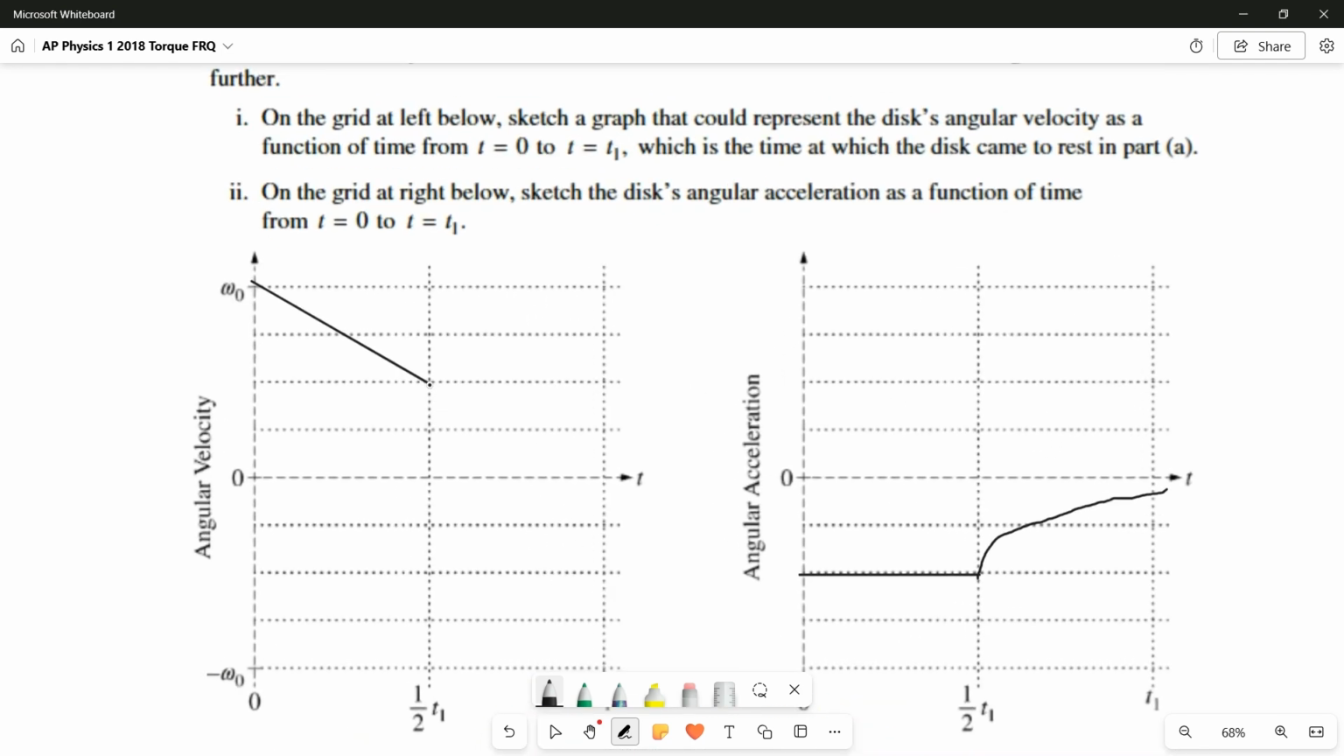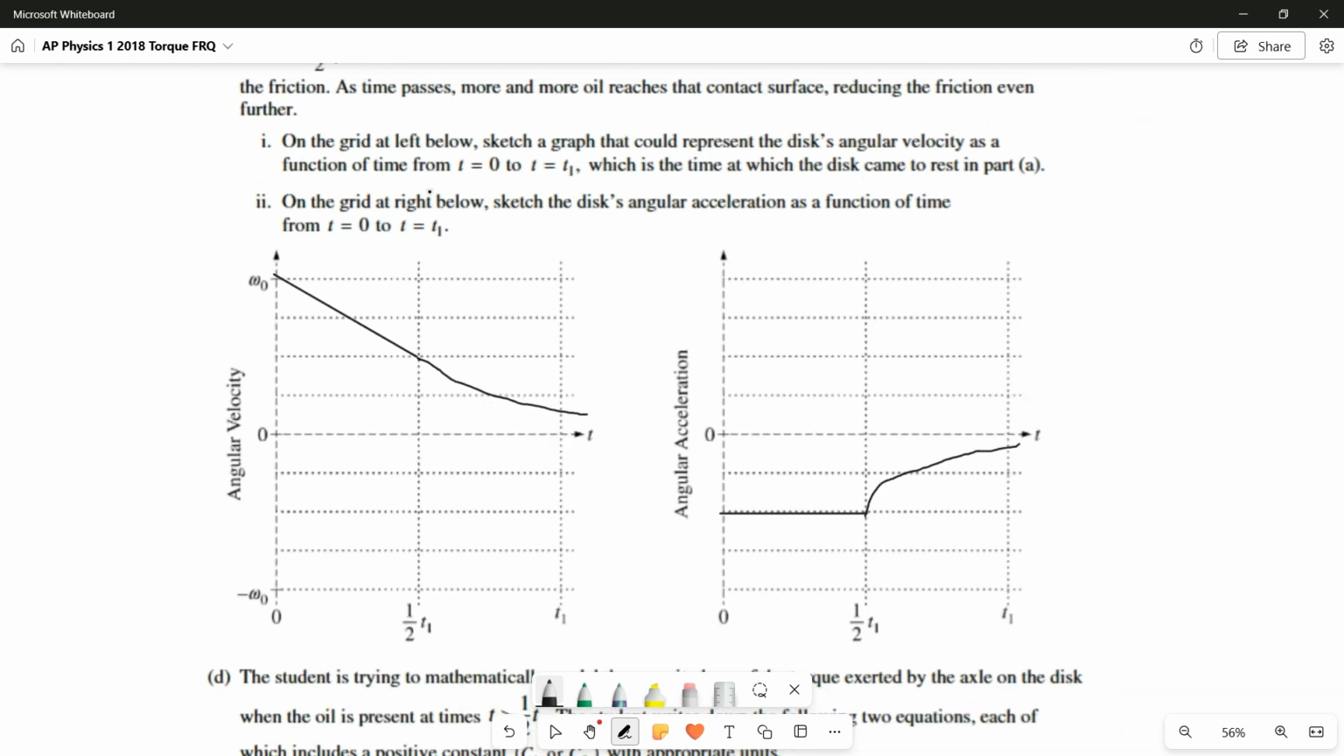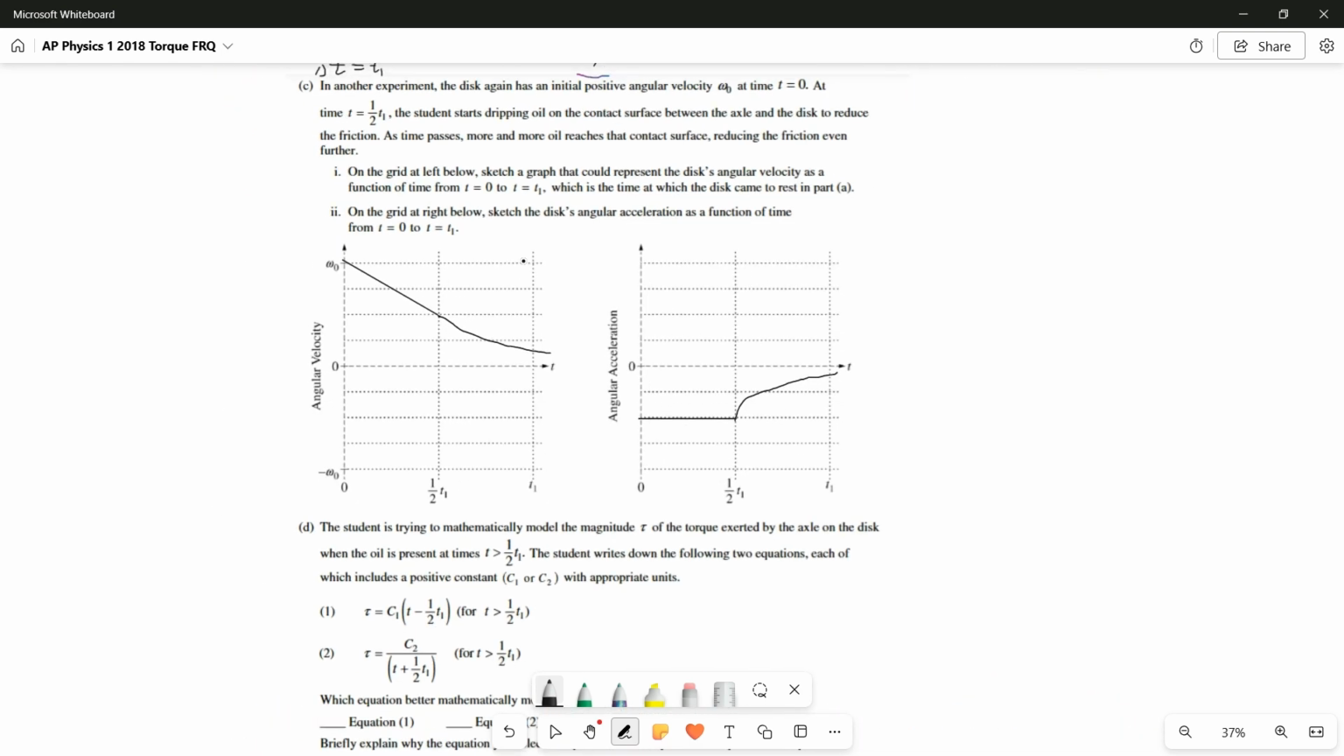So if this is an exponential decrease with an asymptote of 0, well, it'll probably be close to the same thing here. The angular velocity will still decrease. It's not going to increase for any reason. It will decrease, and it will also approach 0, but it won't hit quite 0 yet. So we'll do something like this, because the friction will eventually die off, and there will be an asymptote that's hit. All right, so that's our graphs for CI and CII.